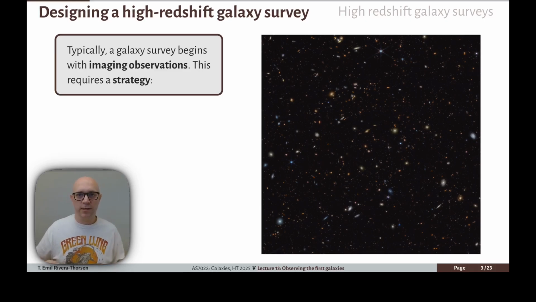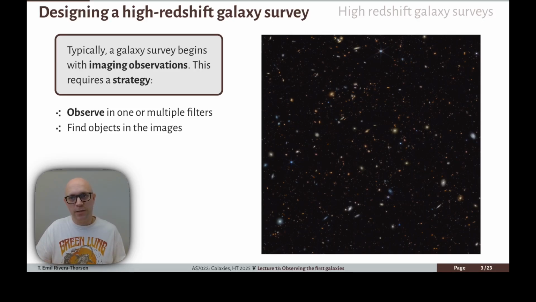Typically, such a survey starts with imaging observations, and that's simply because we can get large patches of the sky with relatively short exposure times that way. And then once we have a bit of data, we can start looking at what more specifically we're interested in looking at, trying to select some objects that are more interesting, and then continue on from there. So what we do is we observe a patch of the sky in one or multiple filters, and then we go on to find objects in the images.